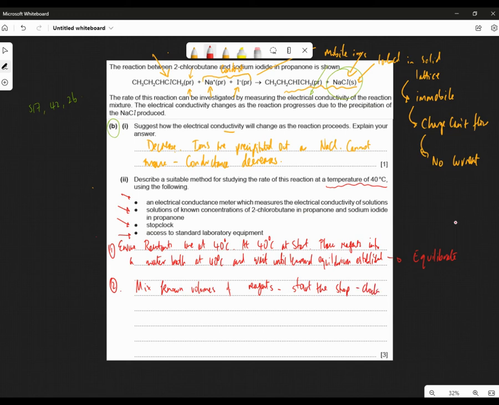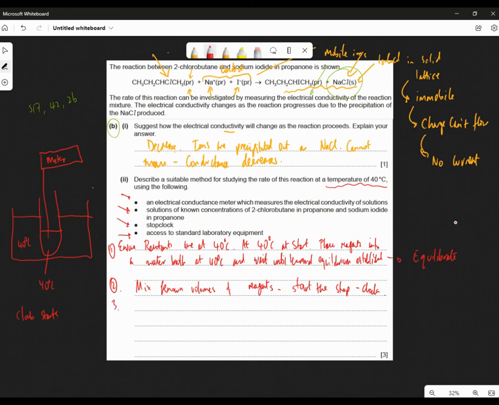So, let's have a look at this. You've got the water bath, and this is the reaction mixture now. There's my water. There's the reaction mixture. And you're going to put something in there that's connected to your meter, your conductance meter. So this is at 40, and this is at 40 as well. And you must start the clock. The clock starts when you add them together. That's important. You've got to say you start the clock when the reactants are mixed. The clock is started.